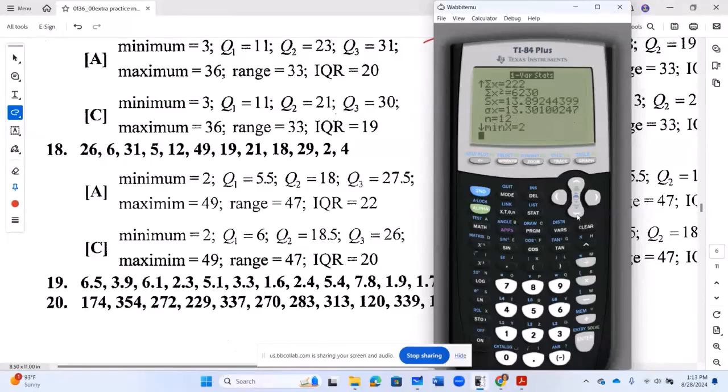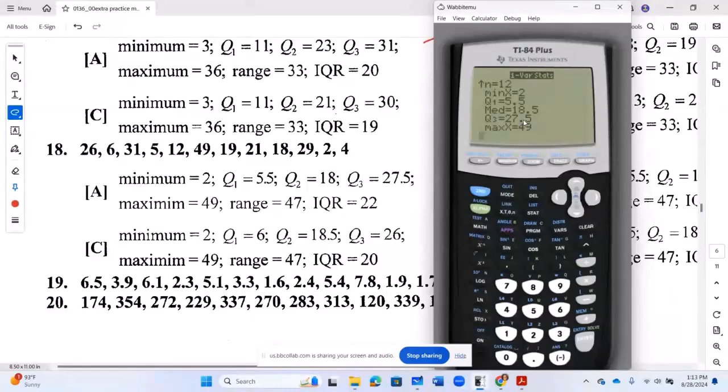If I'm told to find the 5-number summary, I will find them here. They asked me to find it here, but in that question, the minimum number is 2. The first quartile is 5.5. The median is 18.5 right here. The maximum number is 49. The third quartile is 27.5.